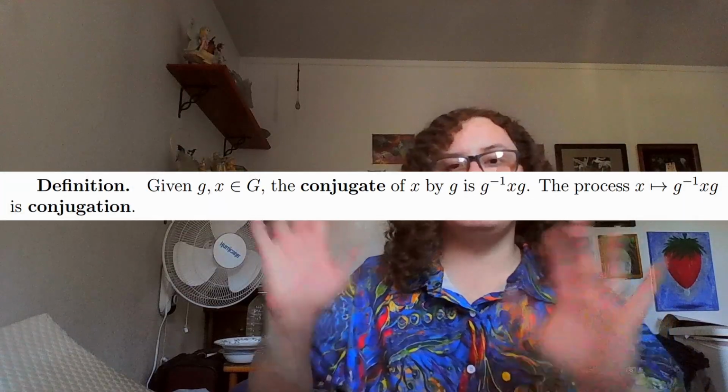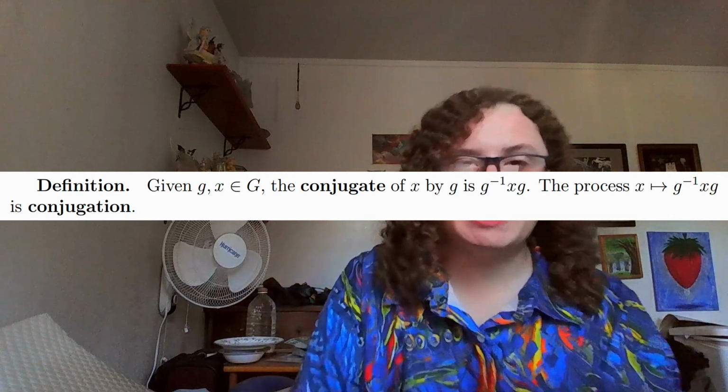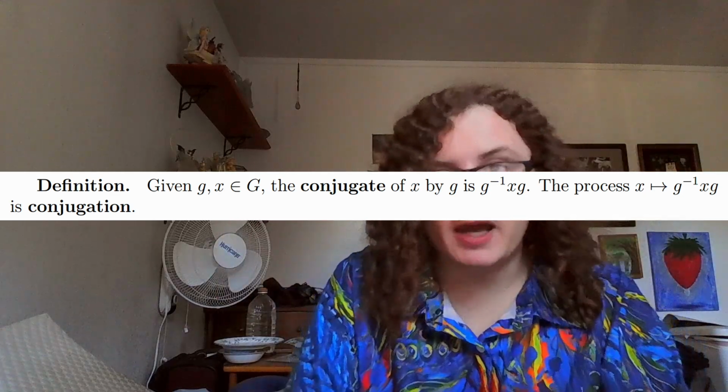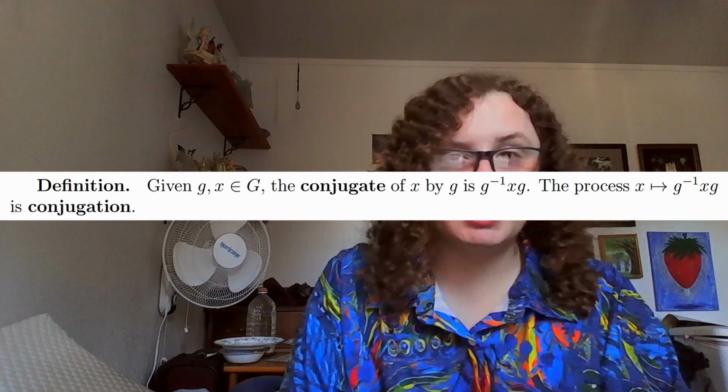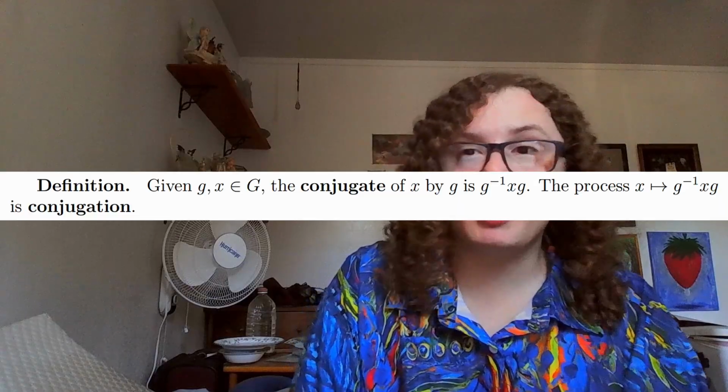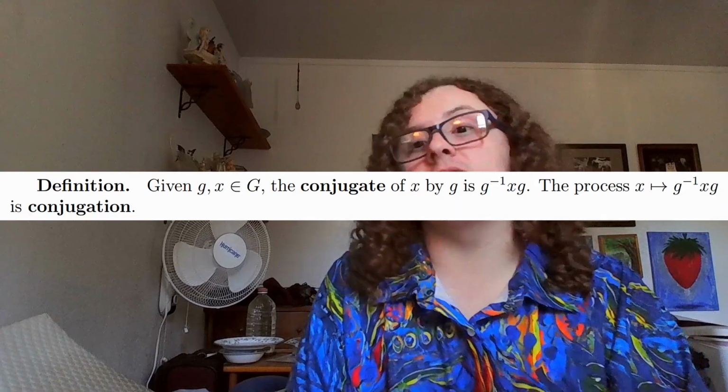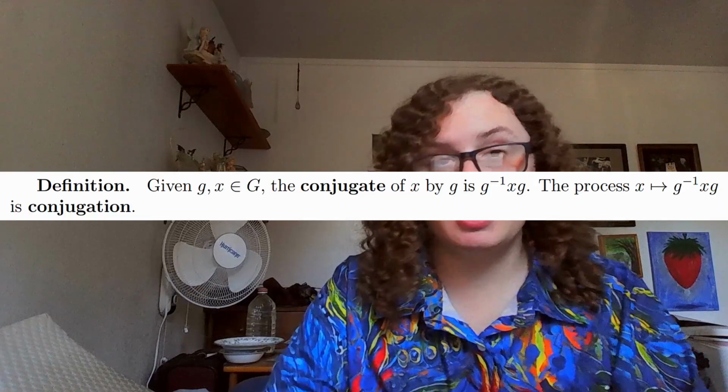And here's another definition. Given g and x in G, the conjugate of x by g is g⁻¹xg. The process x maps to g⁻¹xg is conjugation. Normal subgroups are precisely the subgroups for which coset multiplication is well defined. They are the ones that make quotient groups possible.